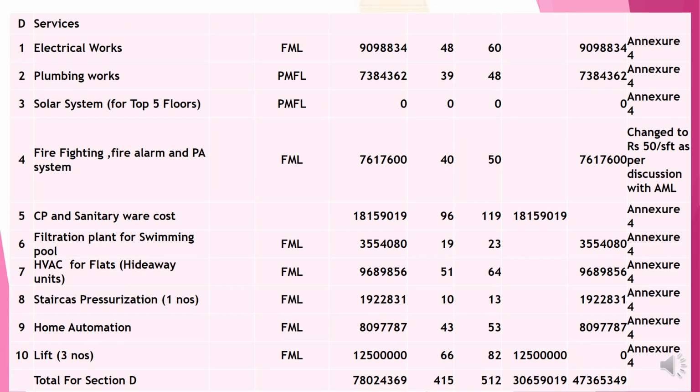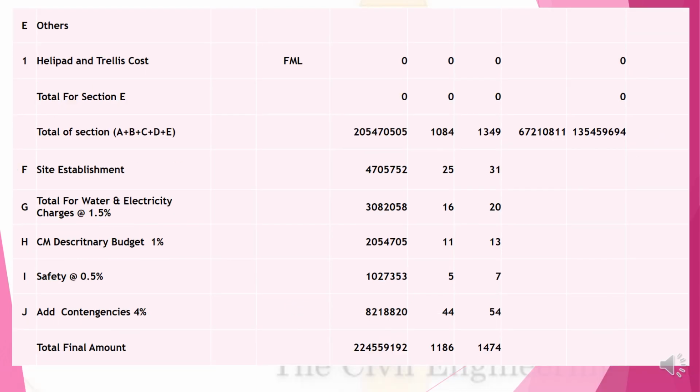Services cost. Now we have come to services, which is an essential part of the project. Electrical works, plumbing works, solar system, firefighting, fire alarm and PA systems, CP and sanitary ware cost, filtration plant for swimming pool, HVAC for flush, staircase pressurization, home automation, lift. The total for the services cost is this much, which you can check from the annexures. How do I derive these figures? Others, helipad and trellis cost.